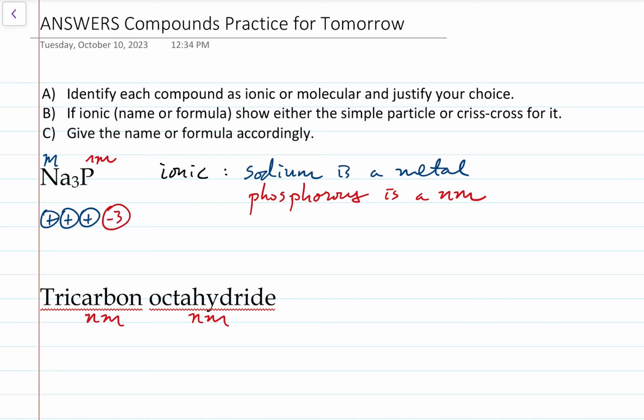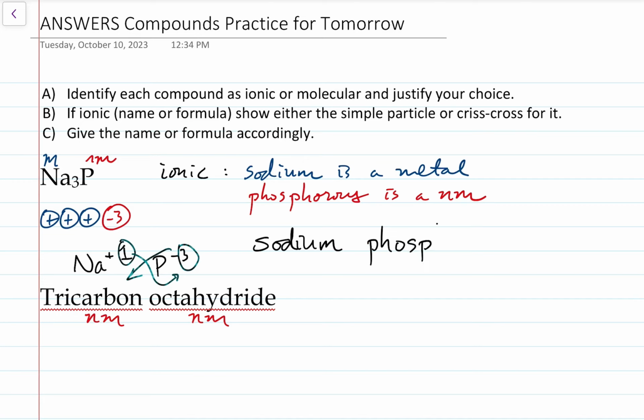Okay. Alternatively, we could look at the crisscross method where we put the charges like this, Na plus 1 and phosphorus -3. You just circle the numbers and crisscross them. Boom and boom. And that's going to give us the Na3P formula. Now, since they're ionic, we do not use Greek prefixes, so we're just going to call that sodium. And then we do change the last part of the name of the nonmetal to sodium phosphide.